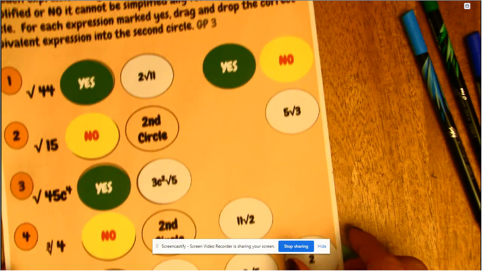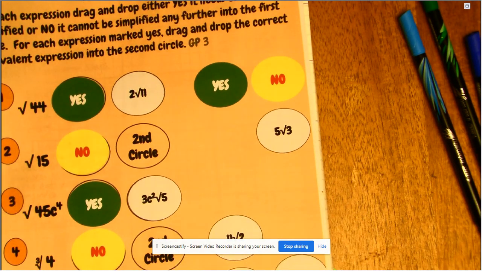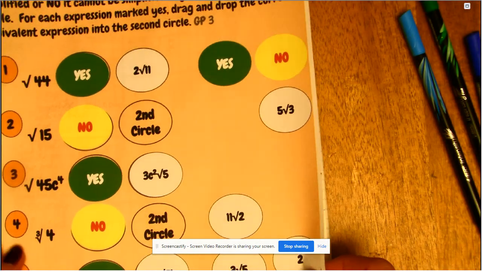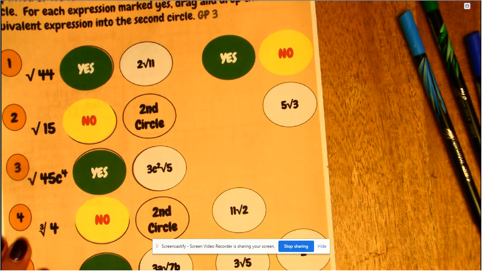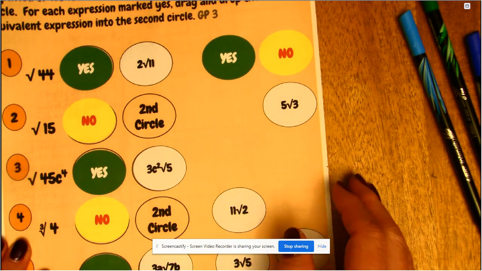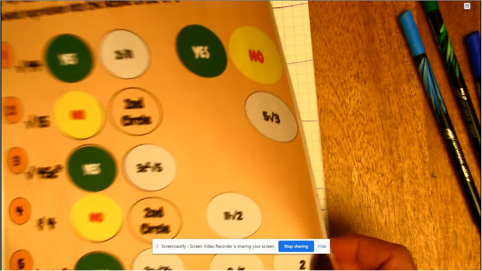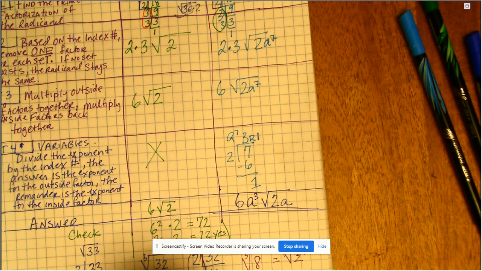This slide tells you for each expression, drag and drop either yes, if it needs to be simplified, or no, if it cannot be simplified. So if it's a number like we had 33 on our notes, that's a no. If it's a number like 72, that's a yes. So you need to go through these and answer yes or no first. Then it says, for each expression marked yes, drag and drop the correct equivalent expression onto the second circle. Okay, so that's what you're going to do. Not all of them are going to have an answer because not all of them are going to be yes, and not all of the answers will be used on that slide. And that is radicals.